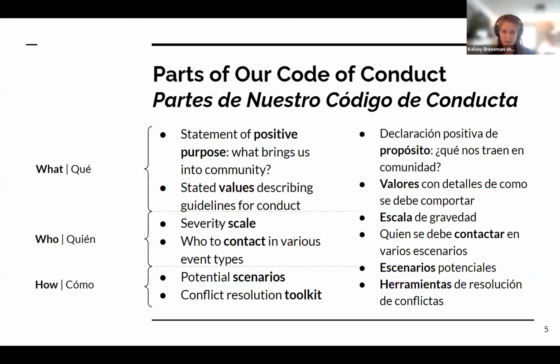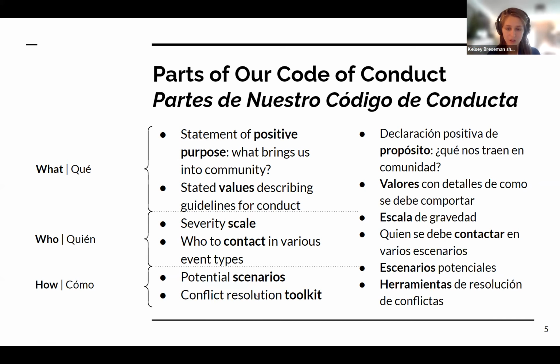Then this who is really interesting. So we have the severity scale, which I'll talk about in the next slide. That lets people rate what sort of response they want to have. And then also who to contact in various scenarios, because it's not going to be the same if we're in an in-person event, if you're somebody who spends time on our Slack over the period of months or years, if you're at a virtual event that you're hosting, if you're at a virtual event that you're just speaking at, you might have really different needs in terms of who to contact and how.